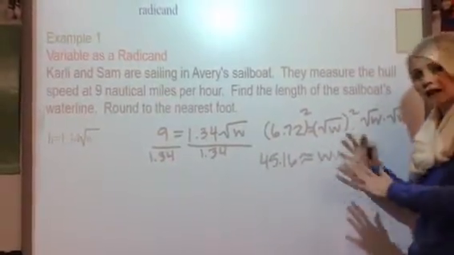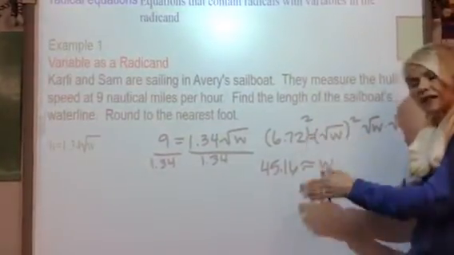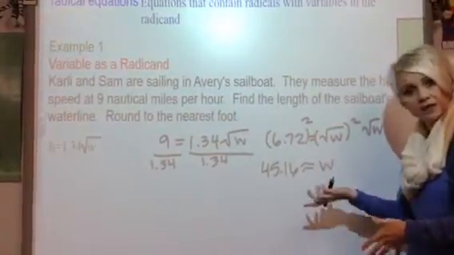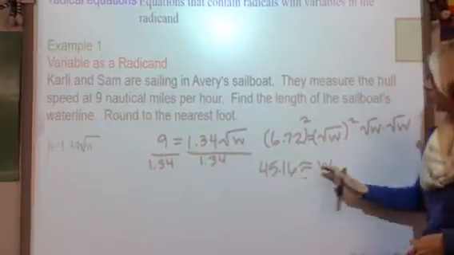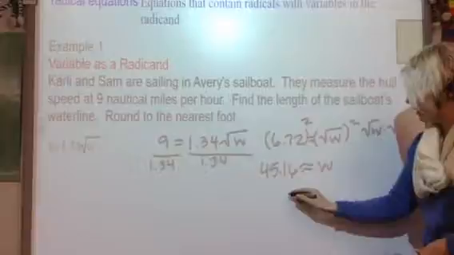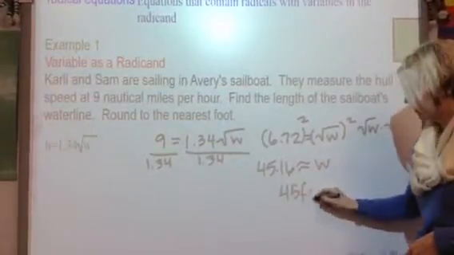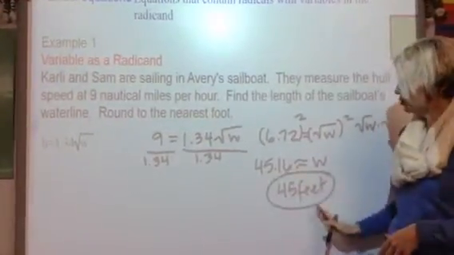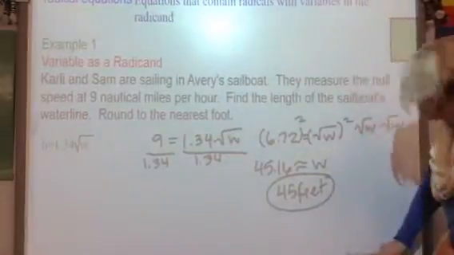And if you want to work that out slowly, work it out slowly. But anytime you take a radical times itself, it's going to be the radicand, which is what's inside. So the length of the waterline, I want to round to the nearest foot. So I'm going to have it be 45 feet. So you try the real world example in your notes.